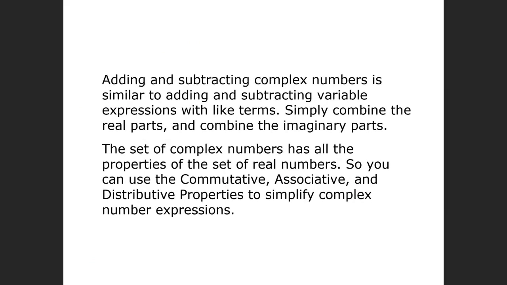All right, adding and subtracting complex numbers is similar to adding and subtracting variable expressions with like terms. Simply combine the real parts and combine the imaginary parts. The set of complex numbers has all the properties of the set of real numbers. So you can use the commutative, associative, and distributive properties to simplify complex numbers. So it's basically like i is just a normal variable unless it's not to the first power, and then you have to deal with it.